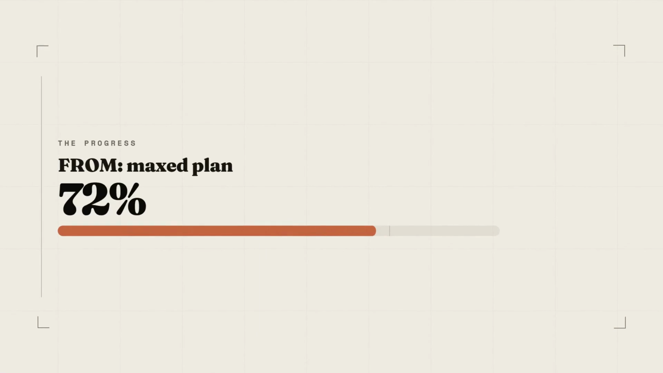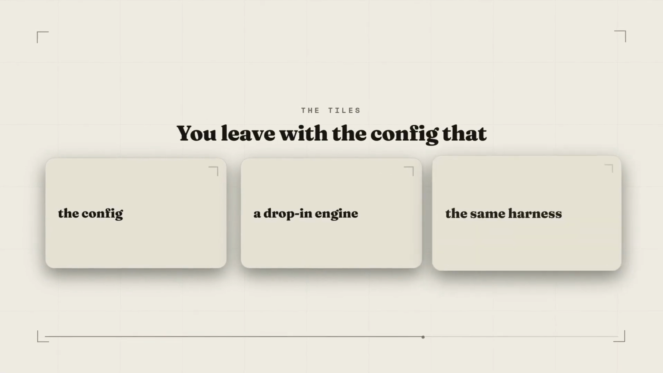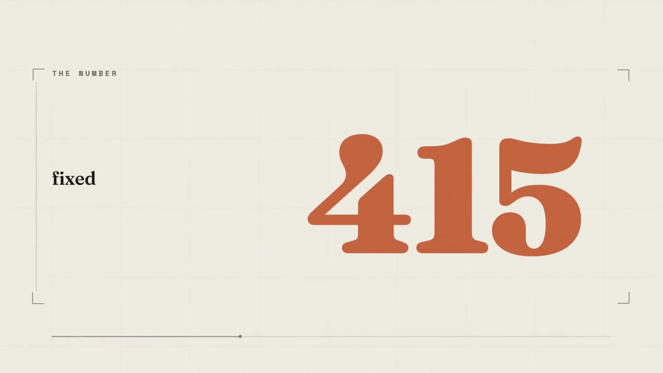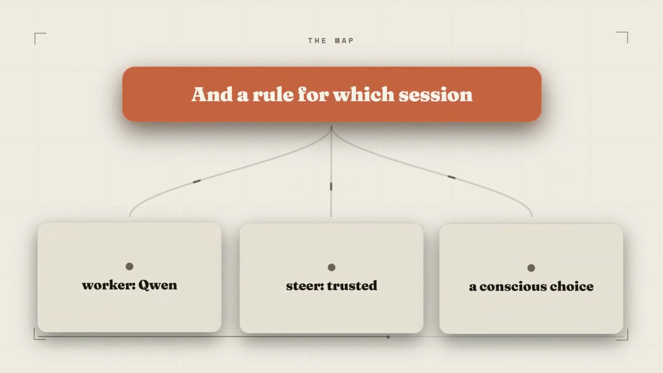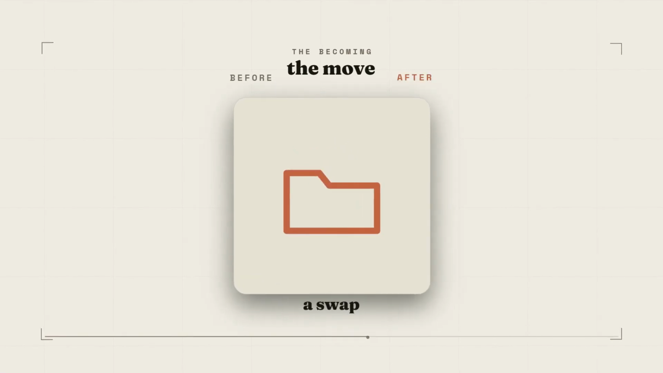So here is where you landed. You started with a max plan and an instinct to swap the whole brain. You leave with the config that makes Qwen a drop-in engine in the same harness, the launcher that keeps the engine swap per process, the fix for the 401 that stops everyone, and a rule for which session runs which engine. Same folder and same skills and a conscious engine choice. Not a rebuild. A swap.